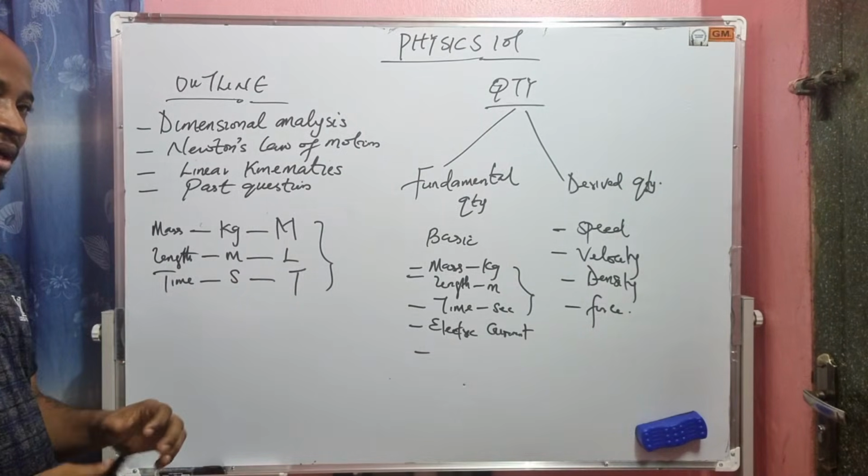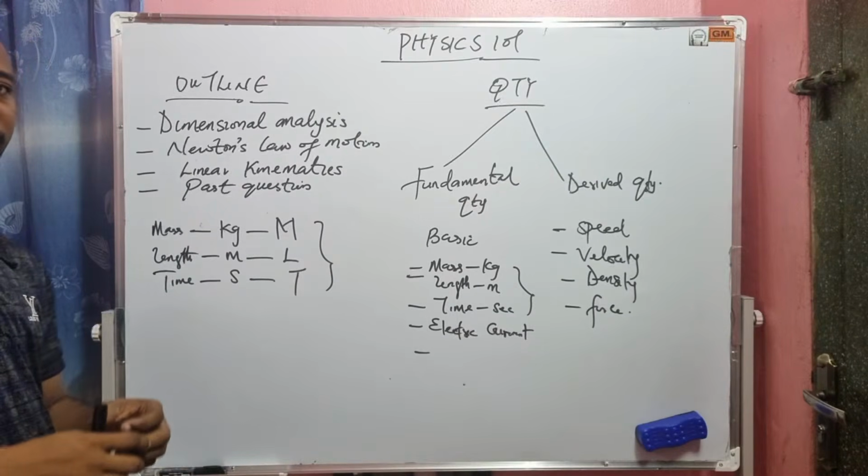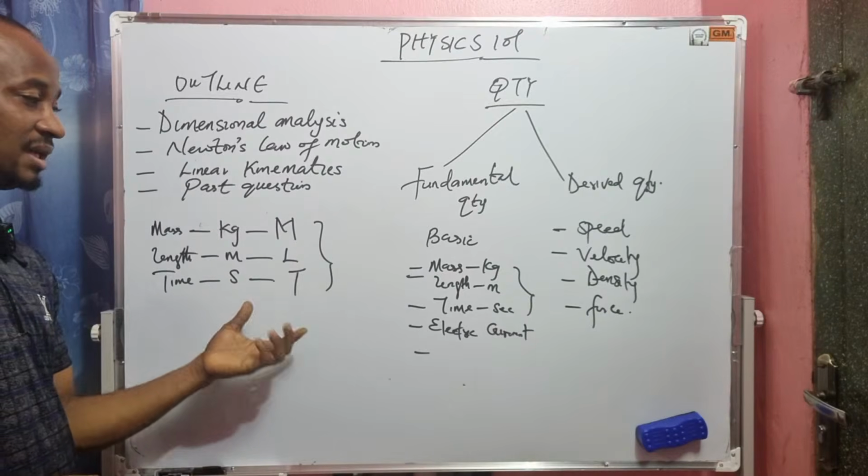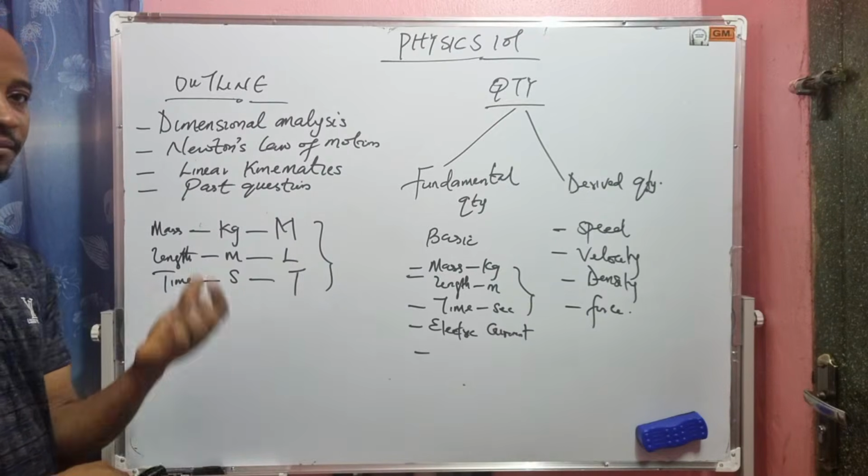Their units are in meters, so their dimension is capital letter L. Then time, any quantity measured in time, like period of oscillation, which is measured in seconds, must take a dimension of capital what? T.